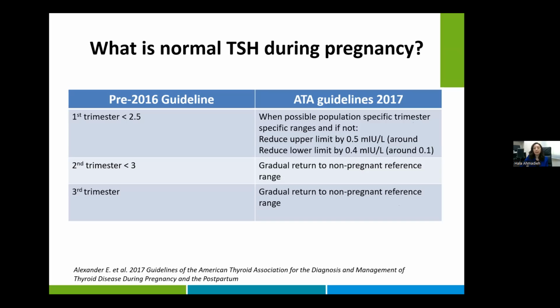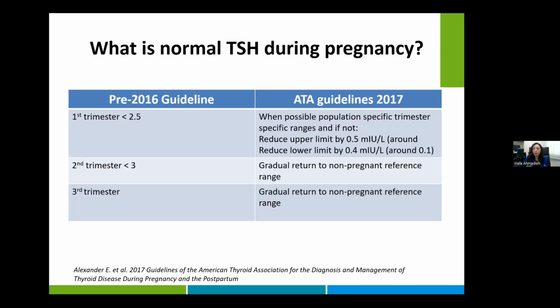Now, if we look at the guidelines before 2016 versus the ATA guidelines in 2017, they all considered that the TSH range should be dropped down a little bit during pregnancy. For example, before the 2016 guidelines, they stated that the first trimester TSH should be less than 2.5. However, when we go on to the second and third trimester, it would be less than 3. On the other hand, the ATA guidelines in 2017 say that if we have population specific studies done and we do have trimester specific ranges for a specific country, it's better to adopt that. However, if this is not available or not feasible, then you can do a rough estimation: reduce the upper limit of TSH by 0.5 and reduce the lower limit by 0.4.